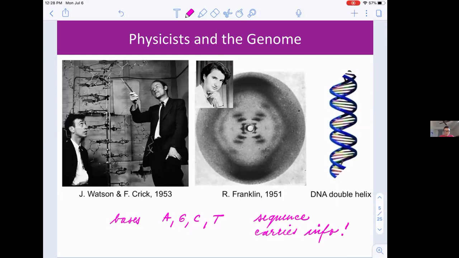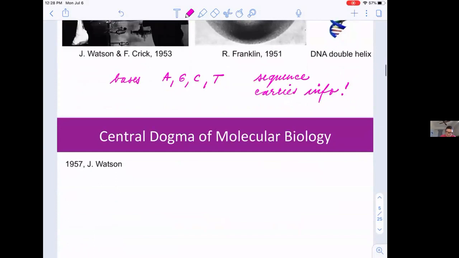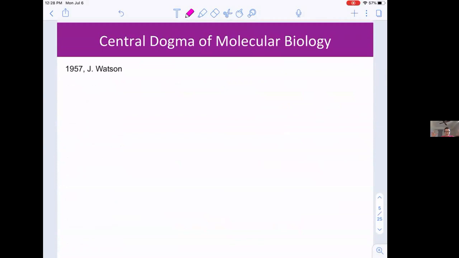Once this was established, it led to a further big discovery, or paradigm shift, in biology. That was when, in 57, based on this knowledge, the central dogma of molecular biology was established. And that is something that is extremely interesting and important for us physicists to realize: it's a general set of rules of flow of information in biological systems.